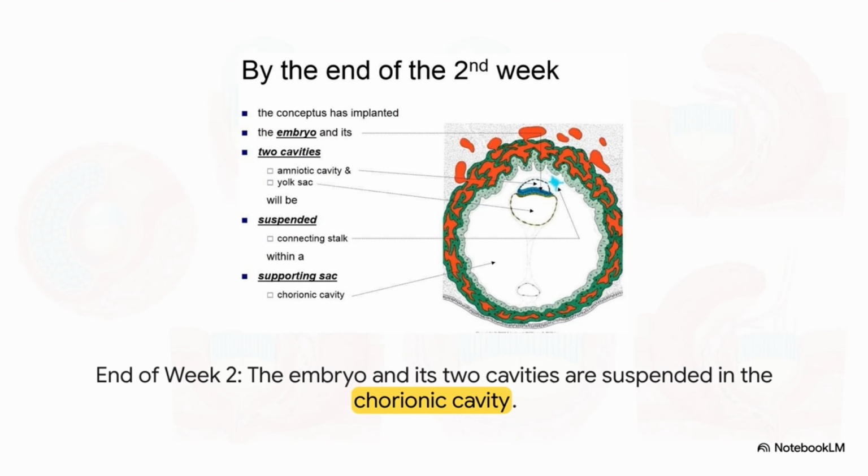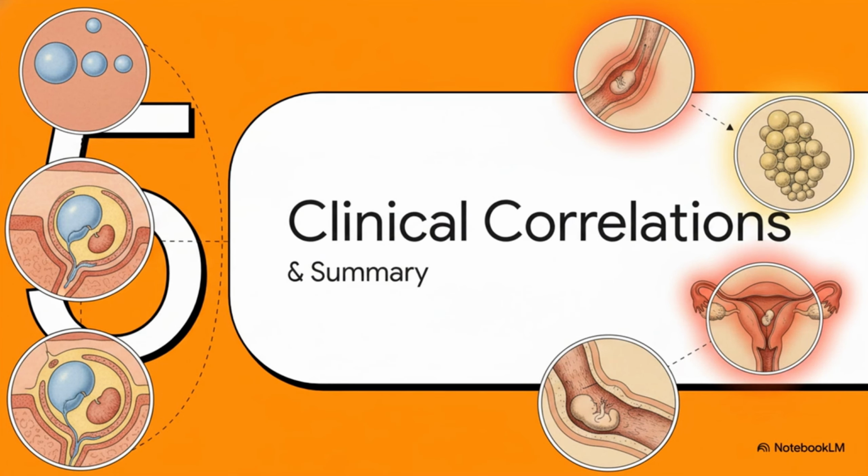So here's the final picture at the end of week 2. The whole thing is now fully implanted in the uterus. We have our neat little bilaminar disc made of the epiblast and hypoblast. It has its 2 personal cavities, the amniotic cavity on top and the definitive yolk sac down below. And this entire precious package is just floating, suspended by that connecting stalk right in the middle of the huge protective chorionic cavity. Okay, so why do we need to know all this intricate day-by-day detail?